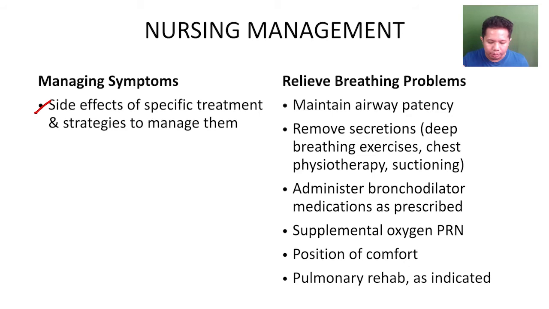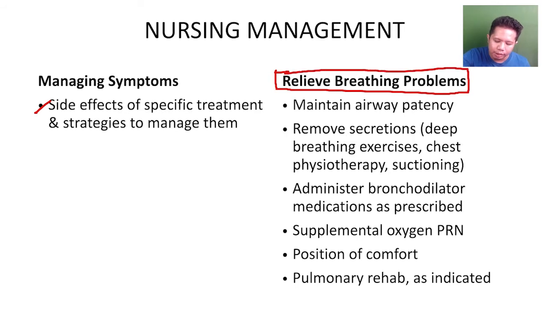Next one would be our general relieving for problems in breathing. Number 1, maintain airway patency to give good oxygenation exchange. So we need the airway to be clear from any secretions. Number 2, remove it by deep breathing exercises, chest physiotherapy, and suctioning. If the patient is unable to expectorate completely, we do suctioning.